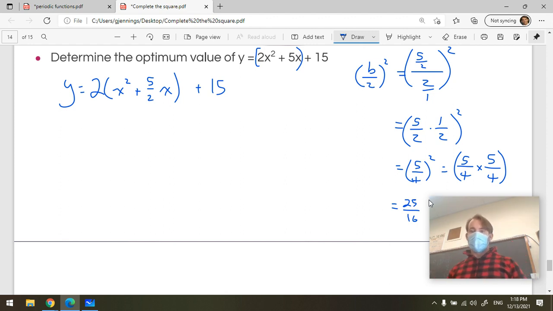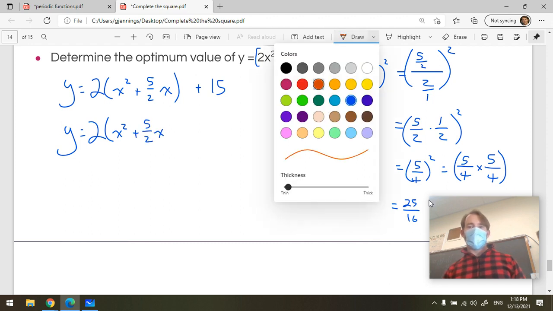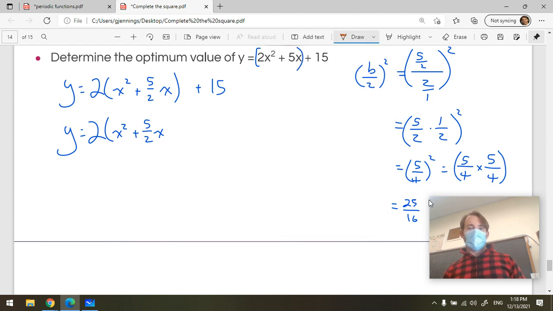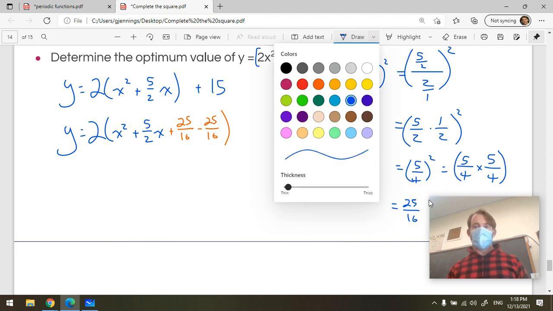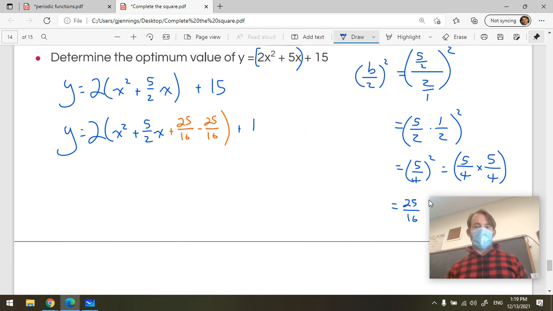Anyway, 25 over 16. So I'm going to add 25 over 16 and subtract it inside the bracket. So this will look like this. y is equal to 2 multiplied by x squared plus 5 over 2 x. And then I'm going to change colors for my Jerry Maguire number so that you see it nicely. This is plus 25 over 16 minus 25 over 16. And yes, you can convert to decimals, no problem, but I'm going to work in fractions because I'm not a maniac. And then I'm going to have plus 15 here. Okay, and that's still just the same.